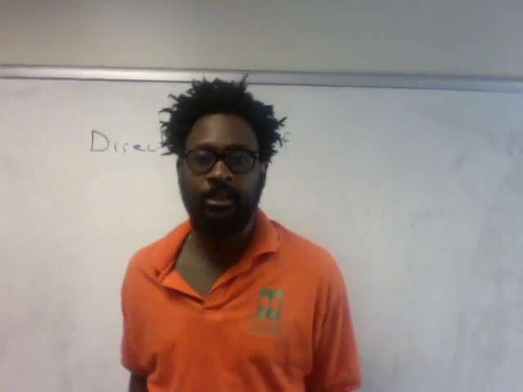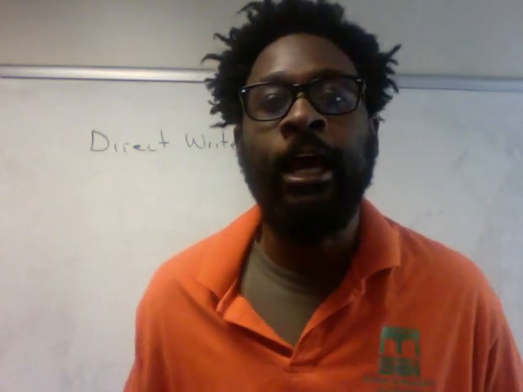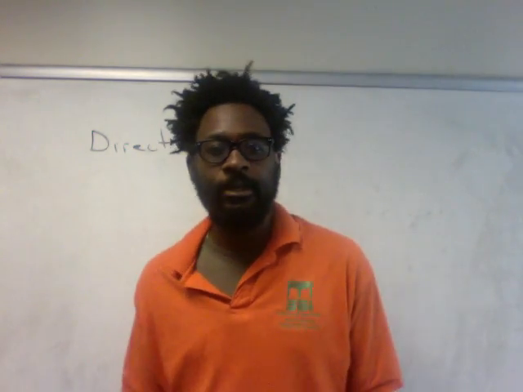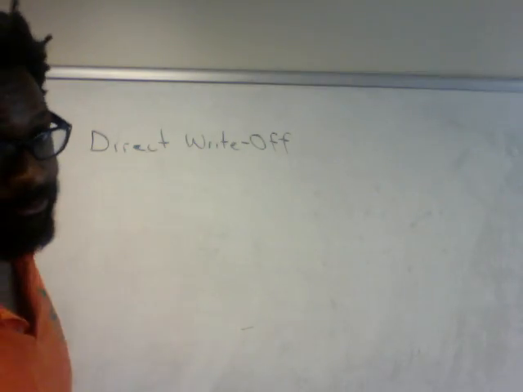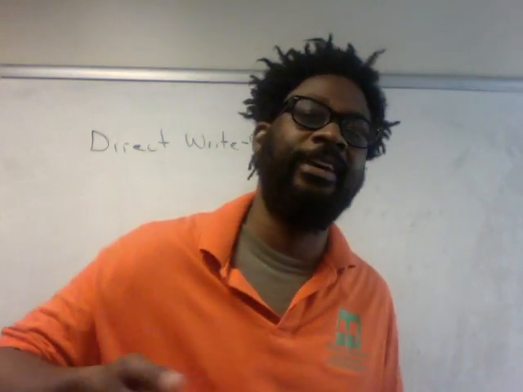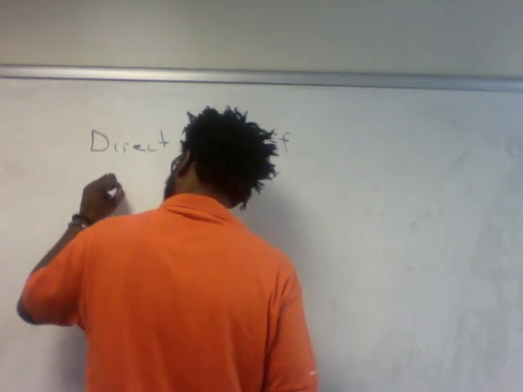It's just that easy. So the direct write-off method will not have an allowance for uncollectible account because it does not estimate. Okay? And so the direct write-off method only has two journal entries you have to focus on because of the fact that it doesn't estimate. So you go directly to the write-off.